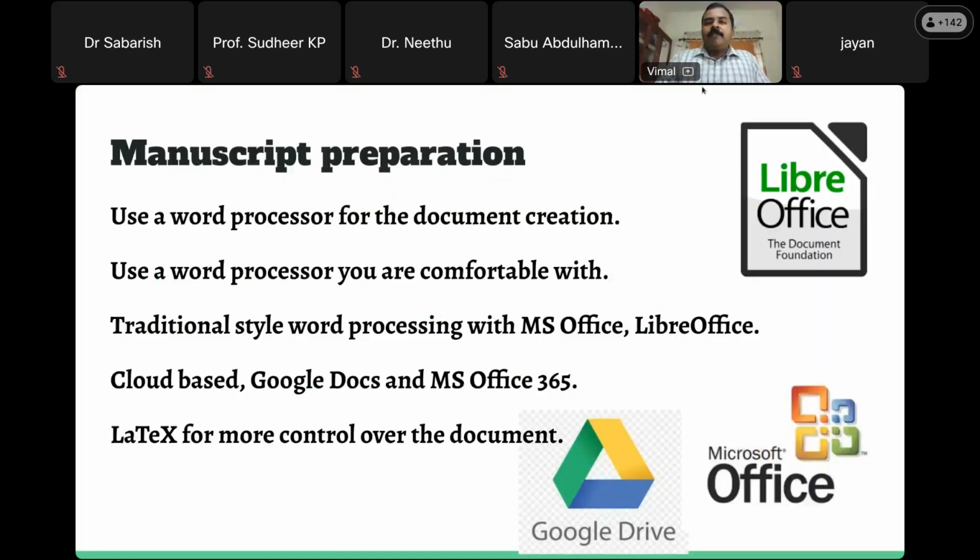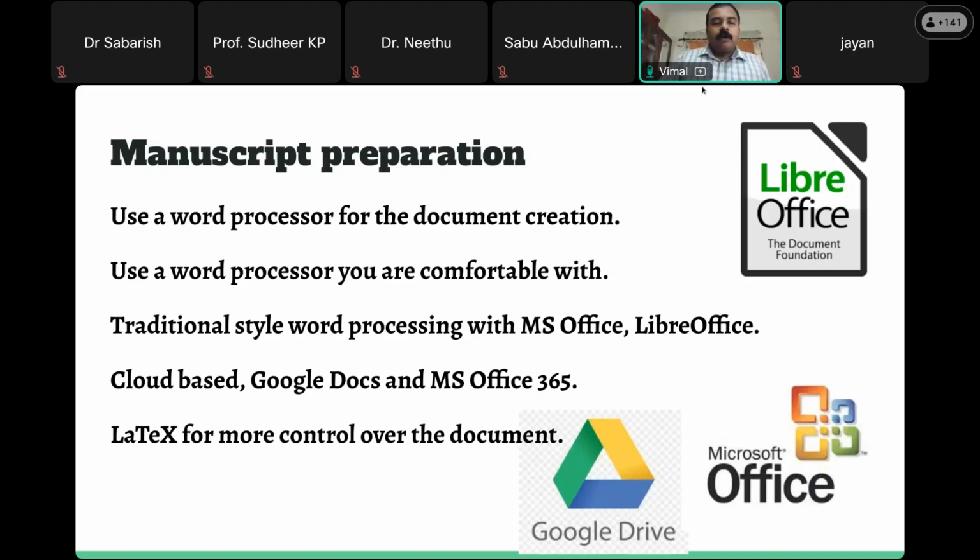The process of preparing a manuscript is very easy. Whatever word processor you are comfortable with, you can select it, either MS Office or LibreOffice. If you are comfortable with a cloud-based word processor, you can use it. Both MS Office and Google have cloud-based word processors. The features of both offline and online word processors are more or less the same. We can start preparing the manuscript by selecting any word processor, either online or offline.